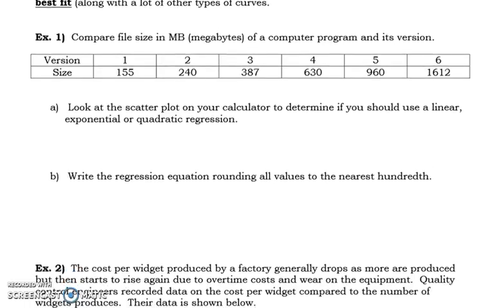Part A, look at the scatter plot on your calculator to determine if you should use a linear, exponential, or quadratic regression. Again, I'm going to pause the video. I want you to come up with the scatter plot on your graphing calculator. Remember to turn your stat plots on and do zoom stat, and then see if you can figure out what type of regression we're going to do, and then we're going to walk through the regression. Go ahead and press pause to take a look at the scatter plot on your graphing calculator.